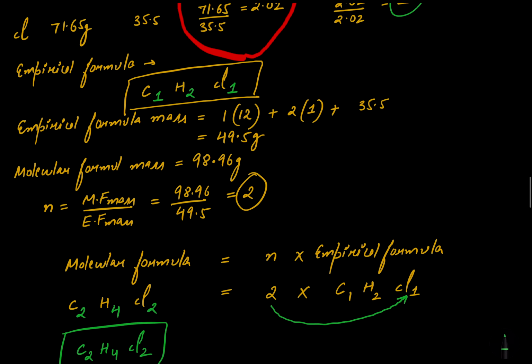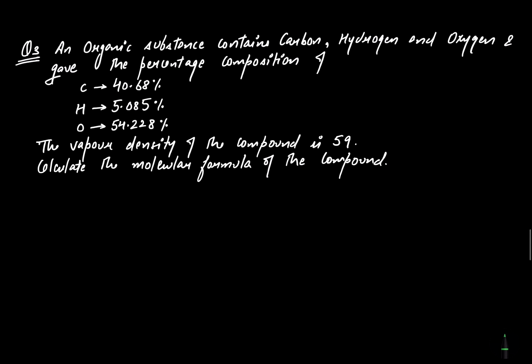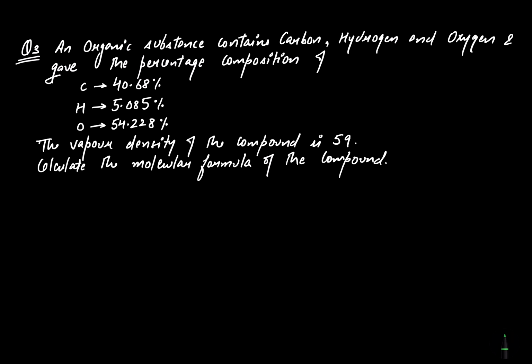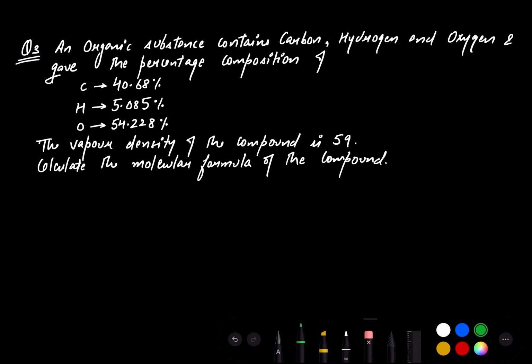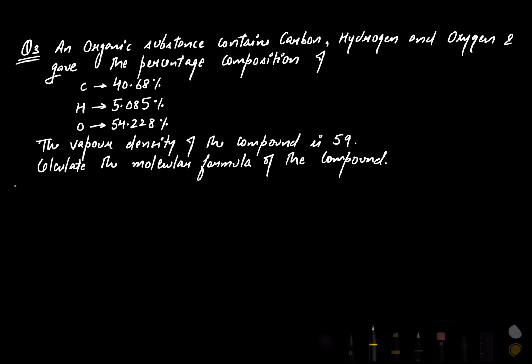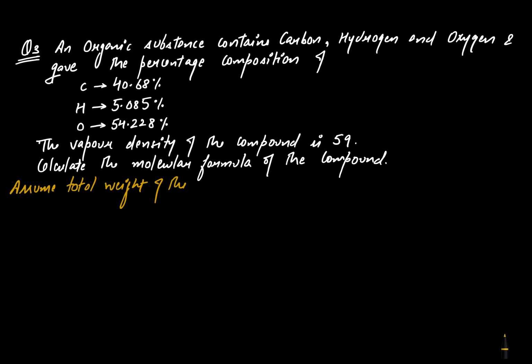Now I'm moving to the third numerical. In the third numerical, what is it saying? An organic substance contains carbon, hydrogen and oxygen, and a percentage composition is given. The same way, I would like to say, assume the total weight of the compound to be 100 grams.